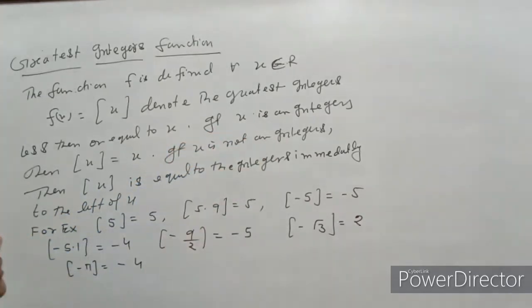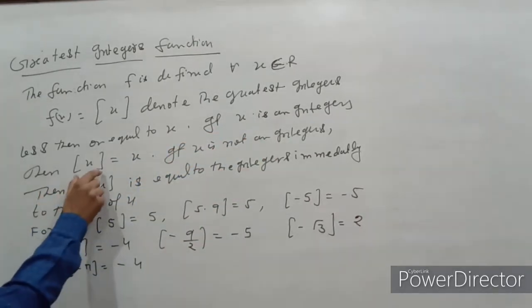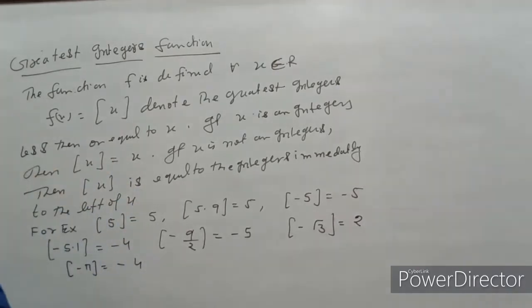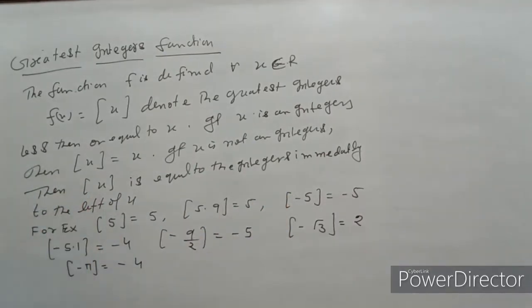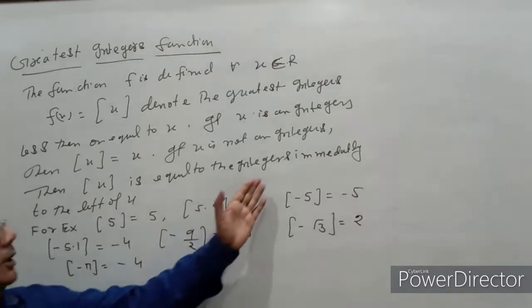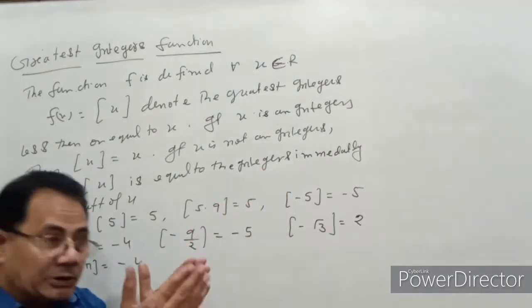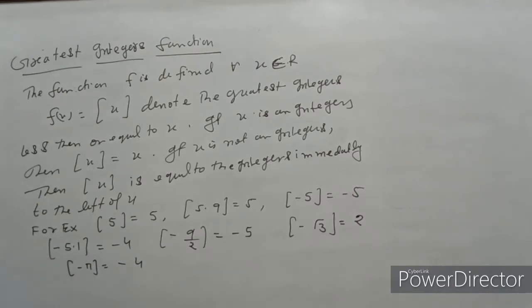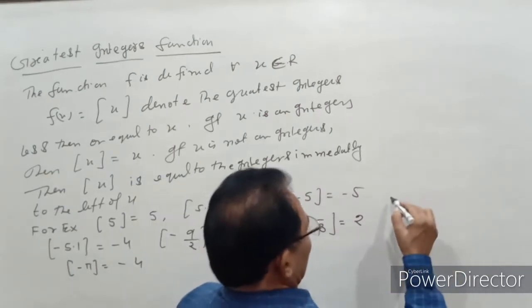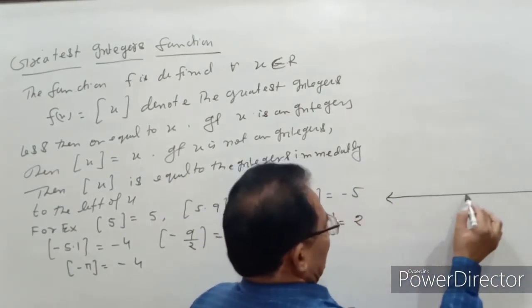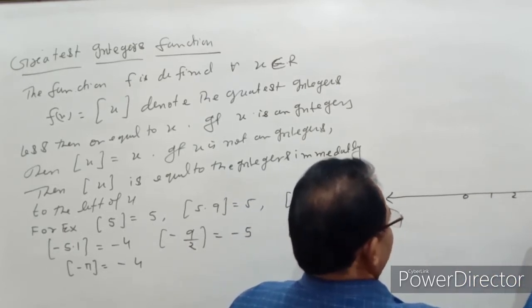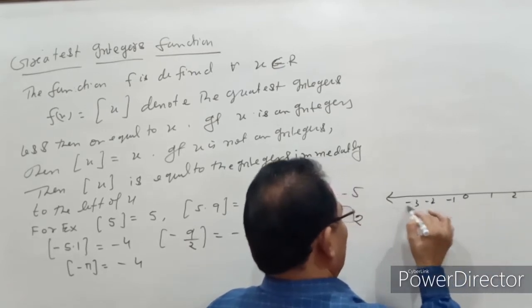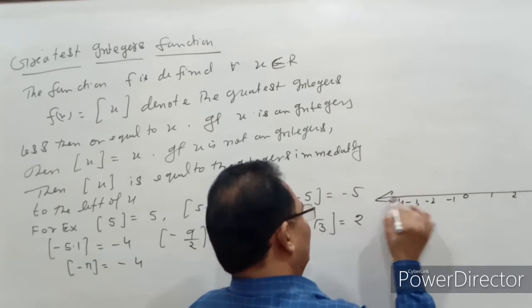If x is an integer, then greatest integer of x should be equal to x, or if x is not an integer, then the greatest integer of x is equal to that integer which is immediately to the left of x. For an example, here we discuss. Suppose we take the real number line: 0, 1, 2, 3, 4, minus 1, minus 2, minus 3, minus 4 and so on.